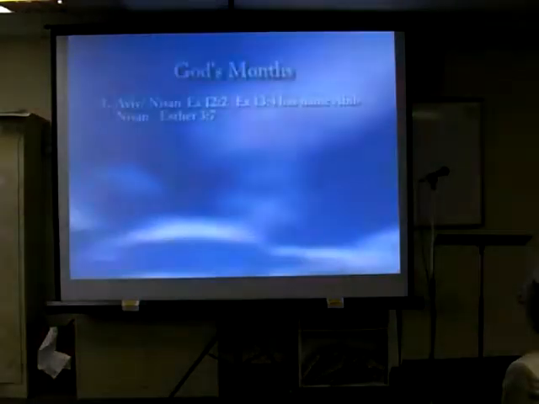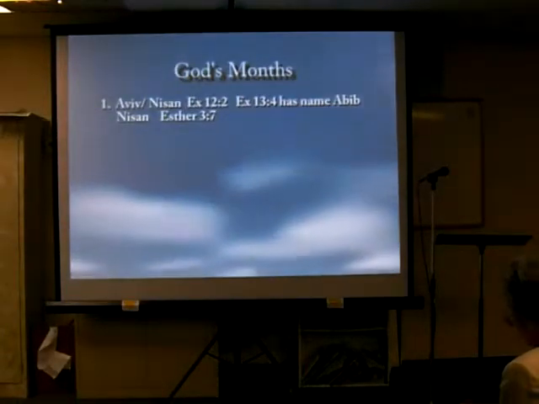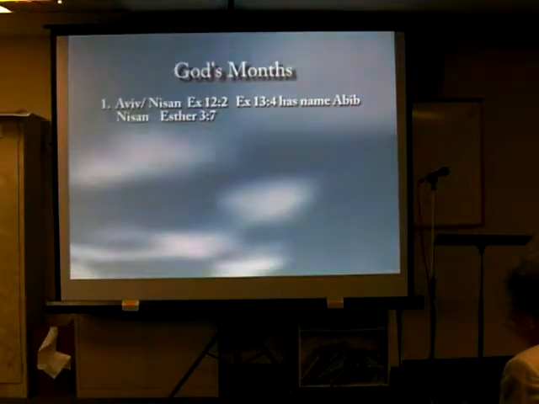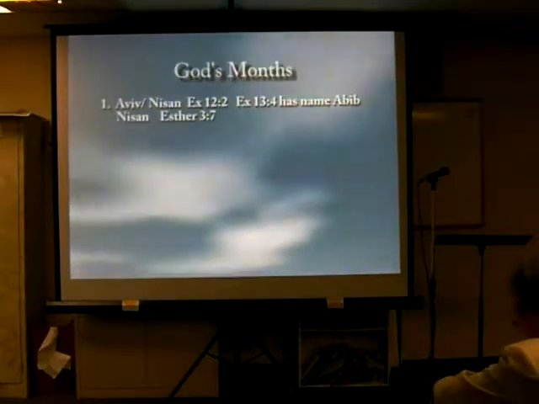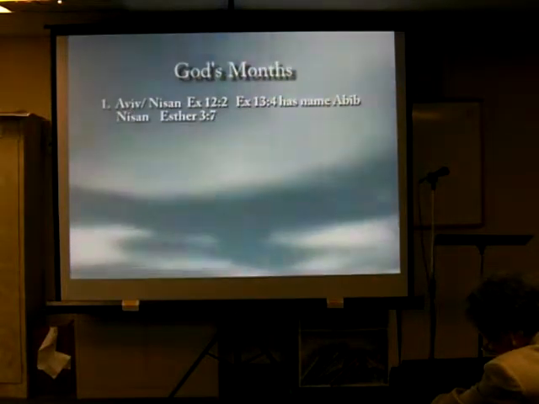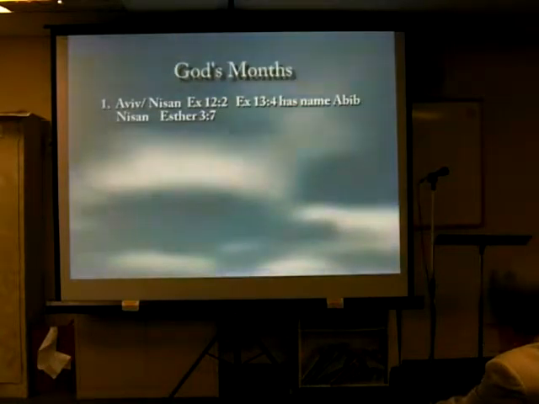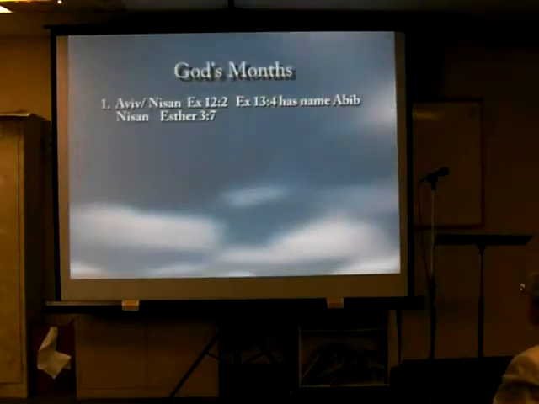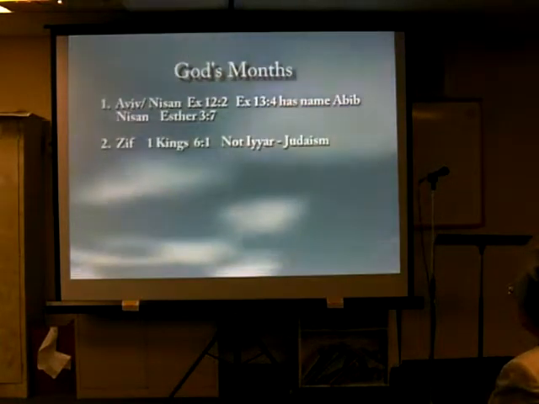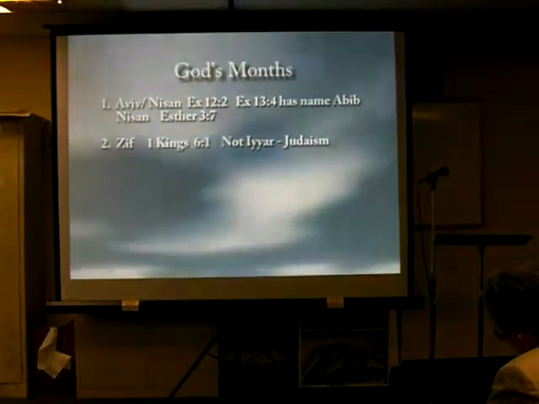Now that we know when the month starts, let's look at the names of the months. The first month is Aviv or Nisan, in Exodus 12:2. In Exodus 13:4, it has the name Aviv, which means spring. Nisan is in Esther chapter 3, verse 7. The second month is Ziv. It's in 1 Kings 6:1. It's not Ayar, which is in Judaism.